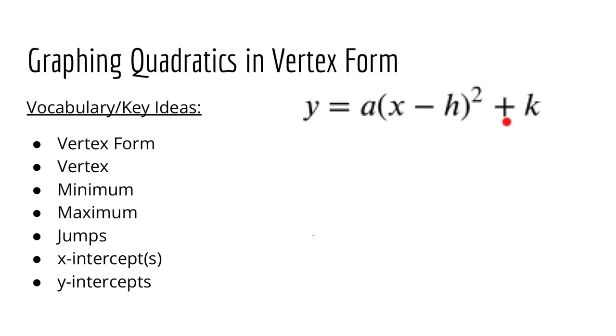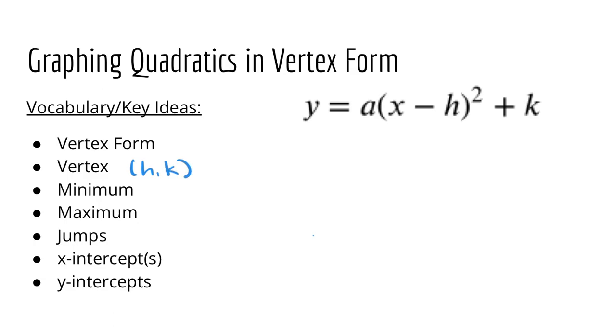So for today, we're going to focus on vertex form of an equation. That is y equals a times the quantity x minus h squared plus k. This will always be a quadratic function. And the reason we call it vertex form is because the h and the k are our vertex. So you're going to write (h, k) here.